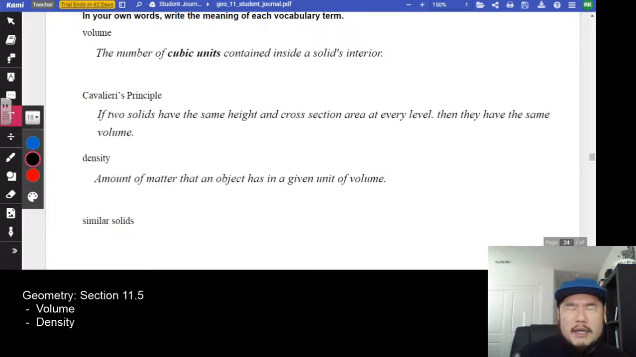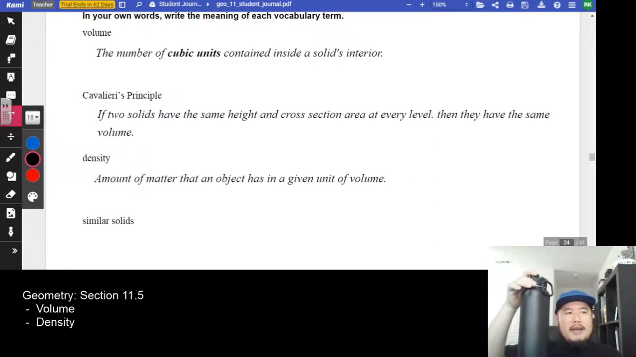The concept of volume is how much can go, once again, inside. If I take a look at this container, a water bottle right here, it's how much can go inside of the solid, or this being a cylinder, let's say the closest thing to a cylinder, it's how much can go inside of here.